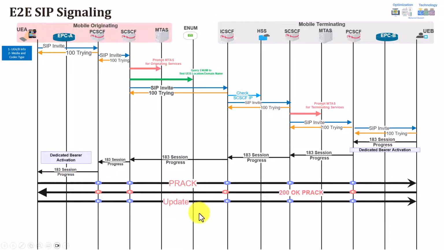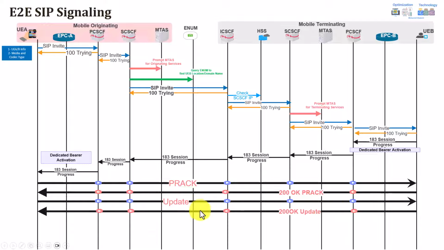Preconditions mean that if it's on, the terminating user cannot send 180 Ringing until he receives confirmation from the mobile originating that his dedicated bearer or media is now active. So this information will be communicated through the UPDATE message. The UPDATE message is telling the mobile terminating, yes, now the media is active for the mobile originating. Now you can initiate the 180 Ringing because the media is active. So don't worry, you can now reply.